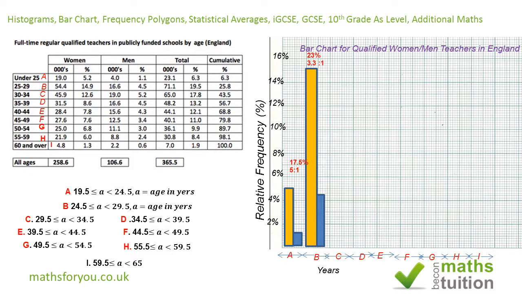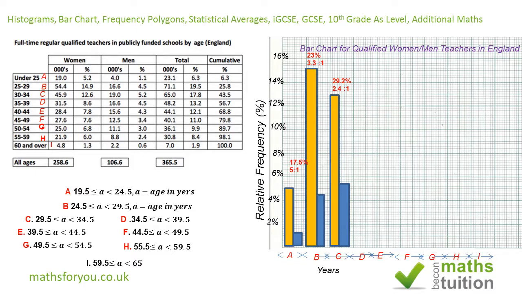Again, the same calculation shows that for this class interval, men contribute 23%. There are 23% men in this class between the ages of 24 and a half to 29 and a half years old. And the ratio of female to men is 3.3 to 1. It's about 33 female teachers to 10 male teachers. That's what we got there. Okay. And so we get on. Same calculation again: you get a proportion of 9.2% of male teachers in class C.